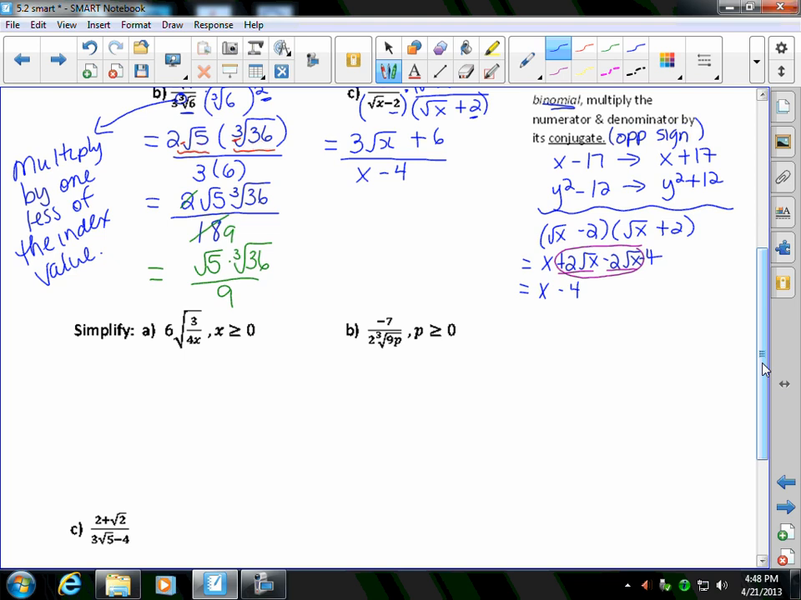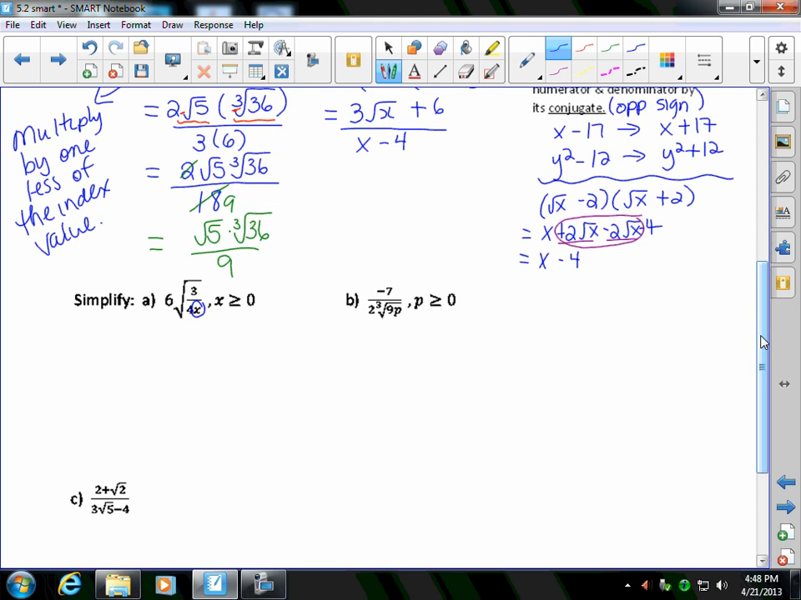So simplify 6 times the square root of 3 over 4x, and x is greater than or equal to 0 is a stipulation, because again, we can't have a negative value in that x because this is an even index. So the first thing we want to do is rationalize that denominator. So this is going to be 6 times square root 3 over square root of 4x, which means that's the radical, or that's the irrational I'm trying to get rid of. So I multiply by square root 4x over square root 4x.